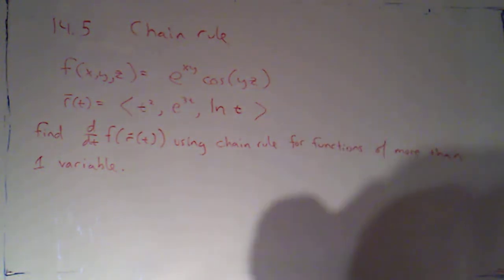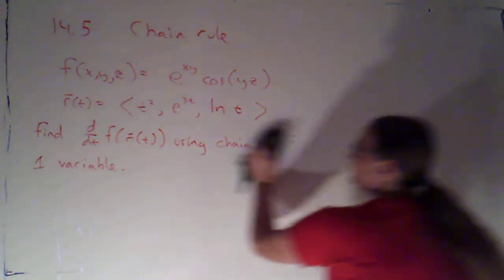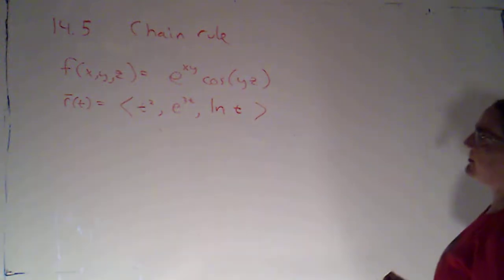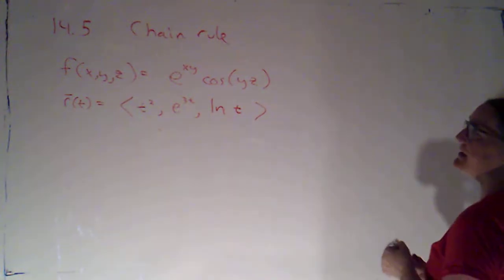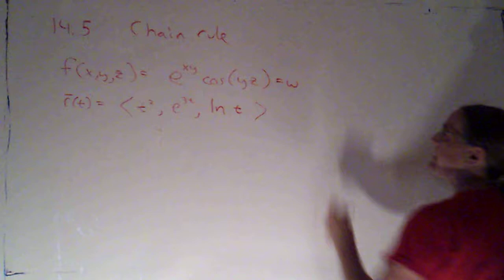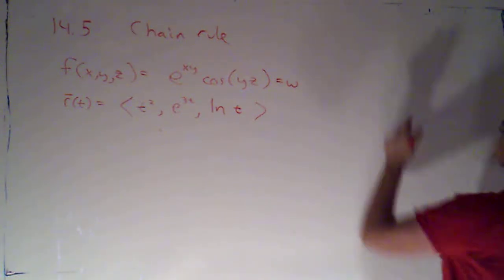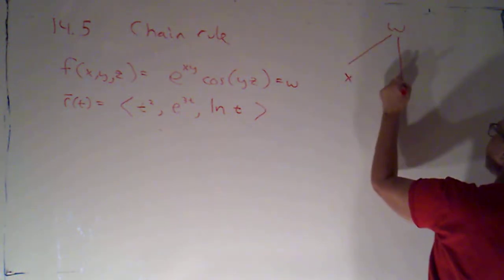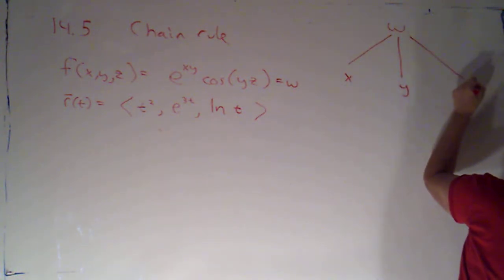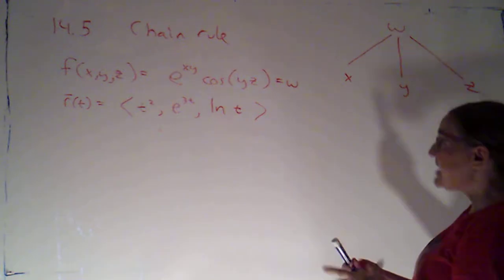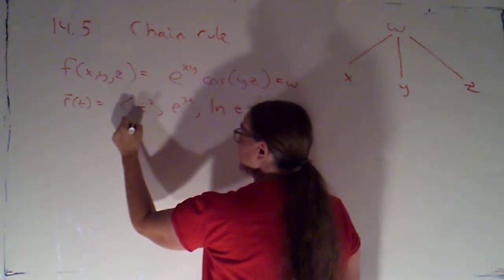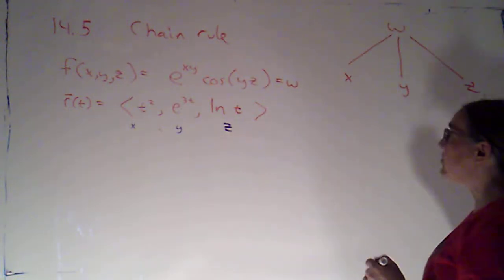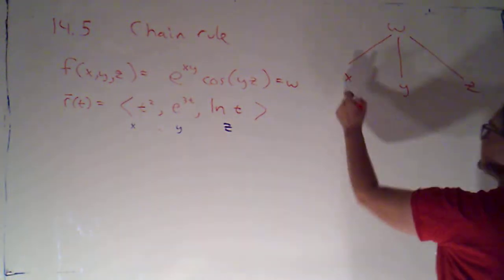Welcome back. Okay, so I'm going to draw myself a diagram here. This function of 3 variables would be spitting out a w value. So w depends on 3 things: it depends on x and on y and on z. But each one of those, because this is just my x, this is my y, and this is my z, in turn just depends on t.